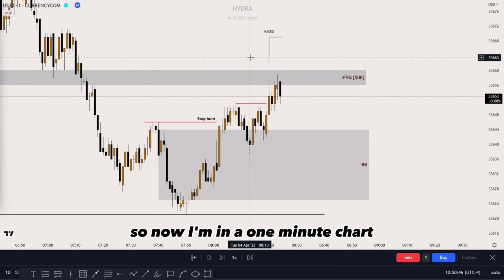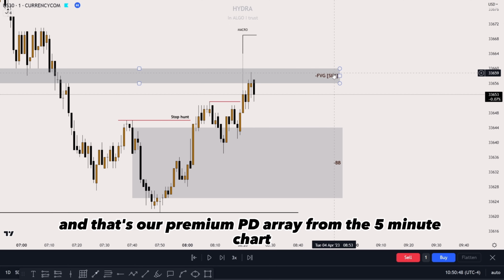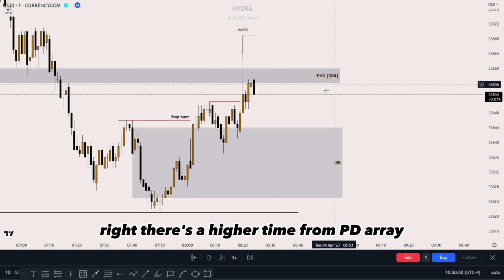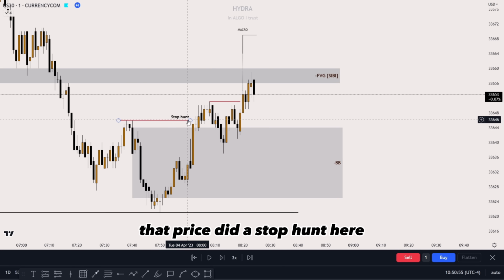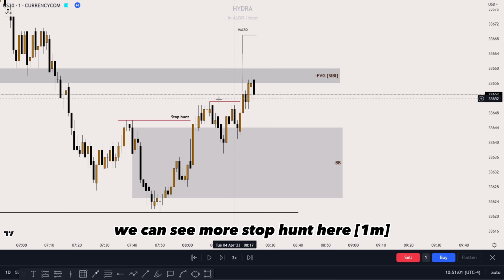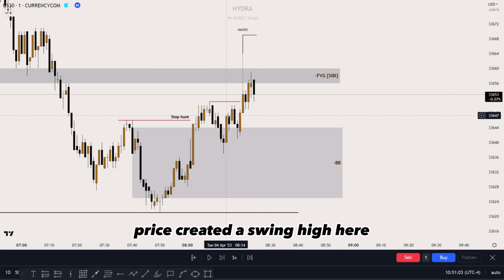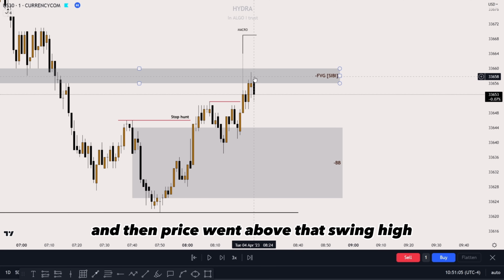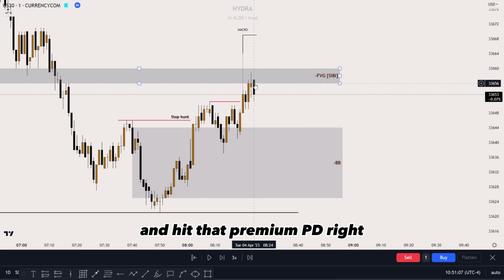So now I'm in a 1 minute chart, and that's our premium PDRA from the 5 minute chart, right? That's a higher time frame PDRA that price hit. Price did a stop hunt here. That was our 5 minute stop hunt. And now that we are in a lower time frame, we can see more stop hunt here. Price created a swing high here, and then price went above the swing high and hit that premium PDRA, right?